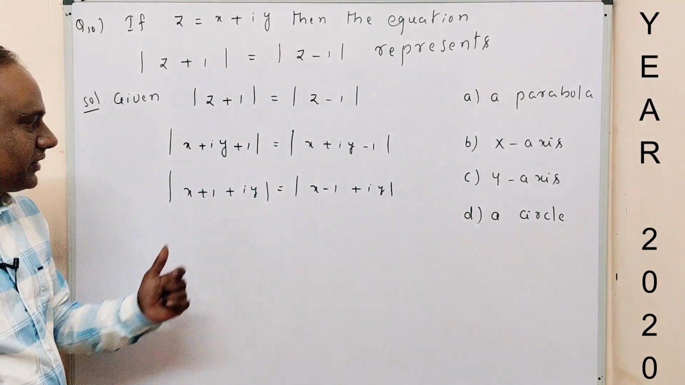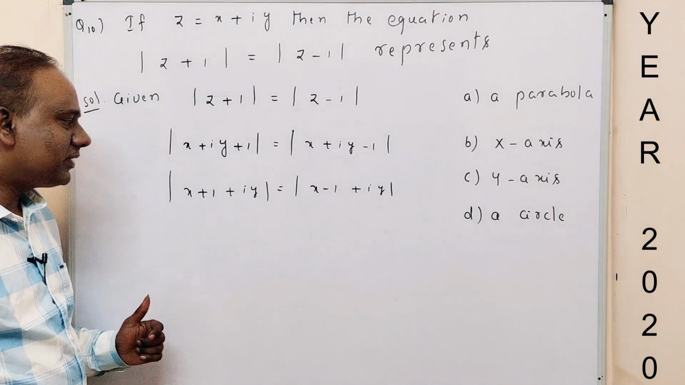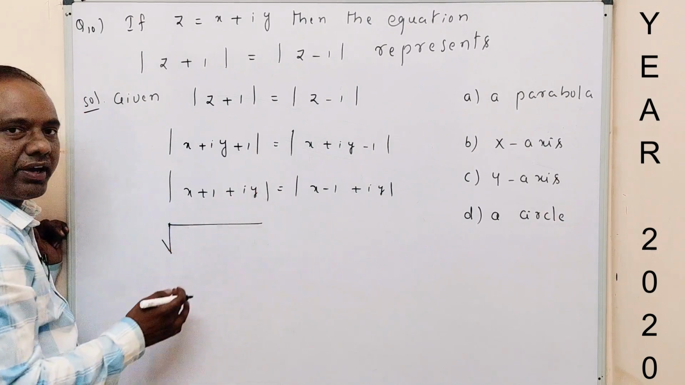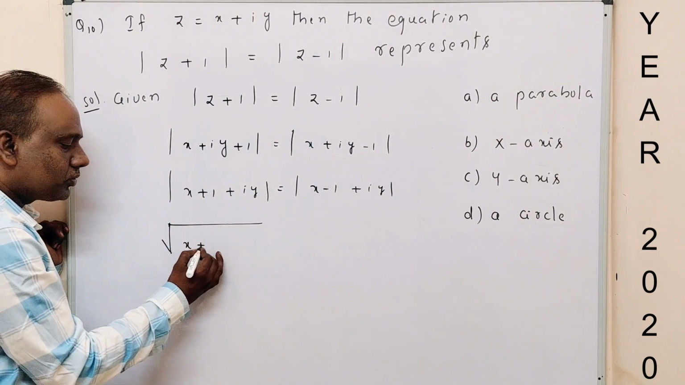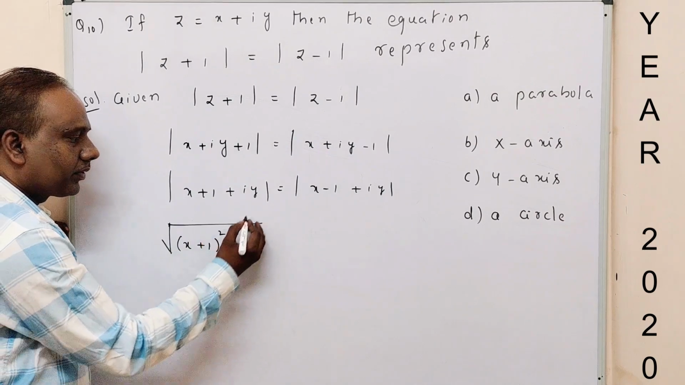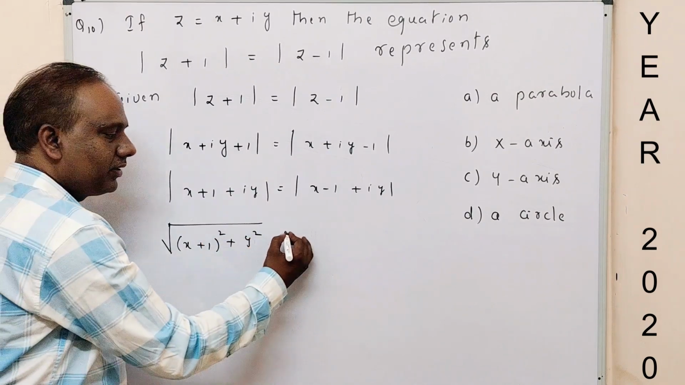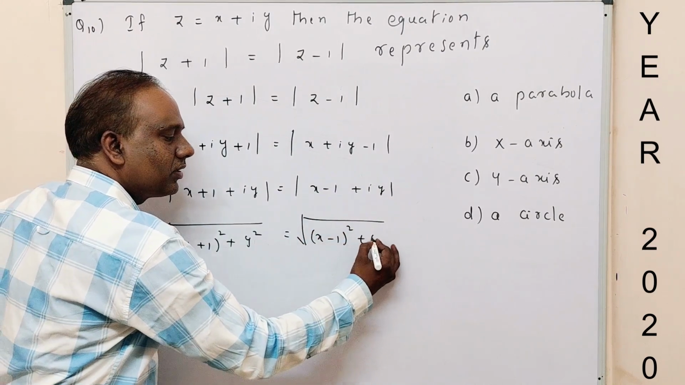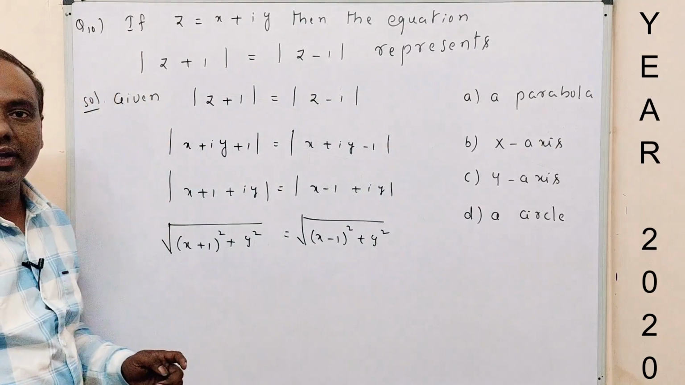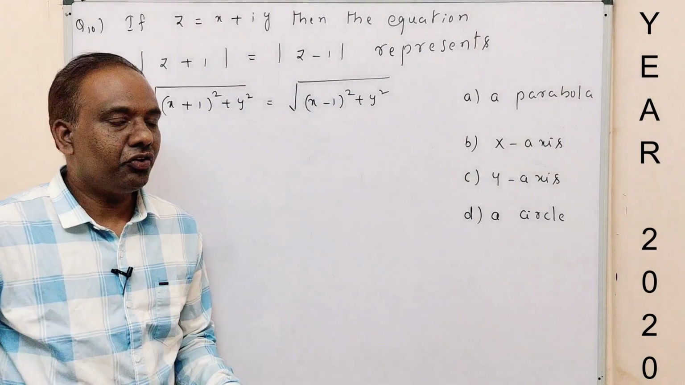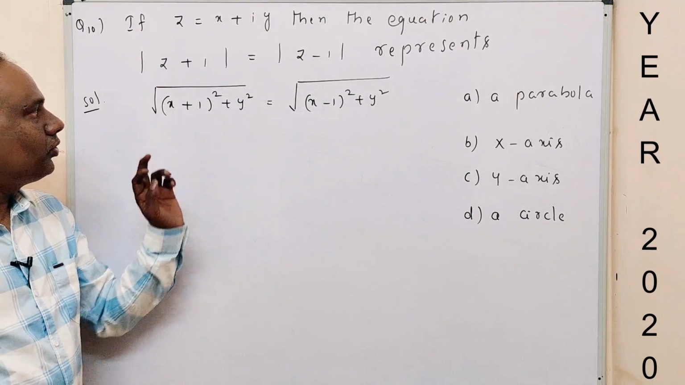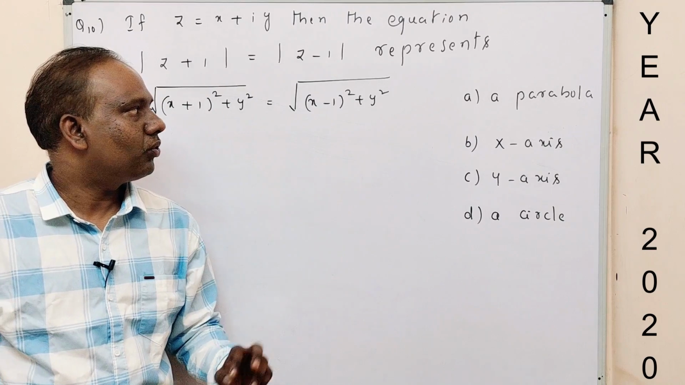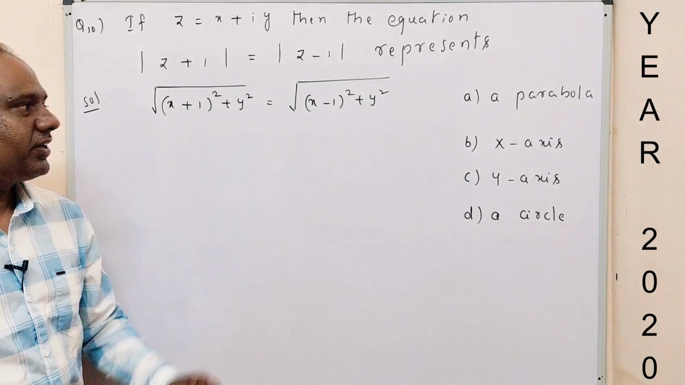Now it is actually modulus. So modulus means directly square root of x square plus y square. Here x means x plus 1 whole square plus y square is equal to here x minus 1 whole square plus y square. Okay, so now I'll continue here. So here we get root of x plus 1 whole square plus y square is equal to root of x minus 1 whole square plus y square.